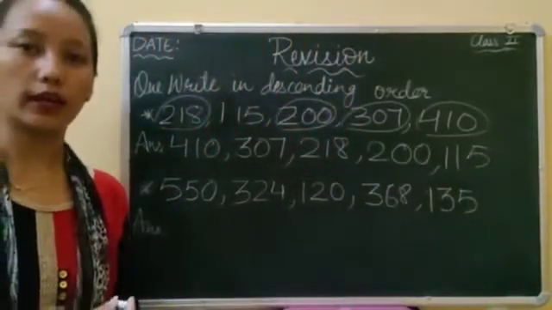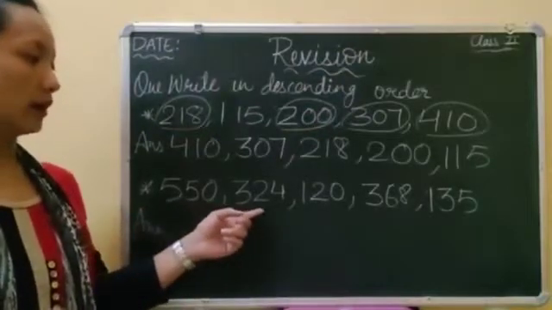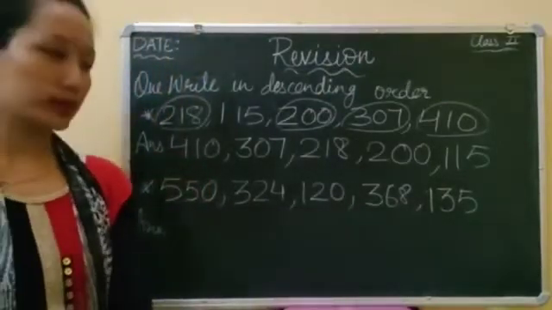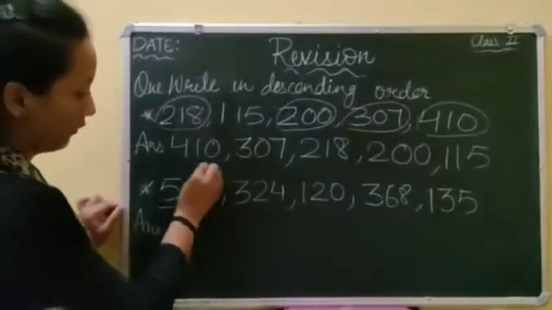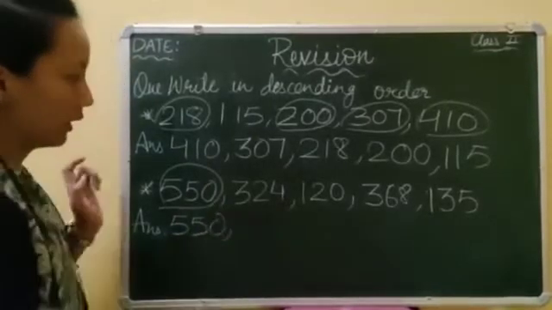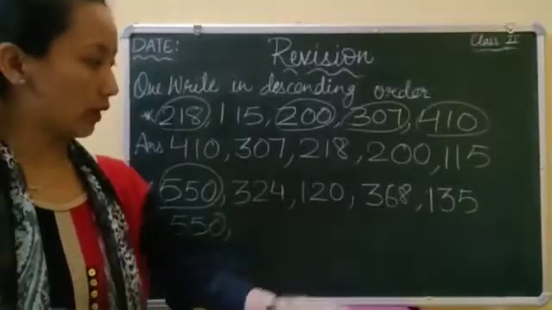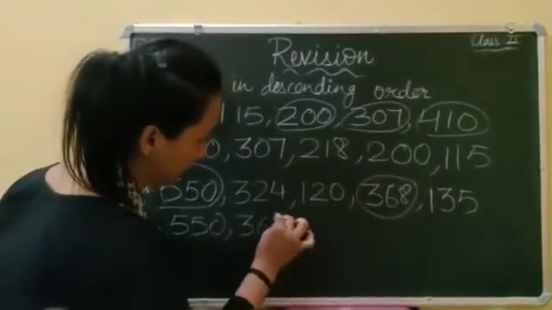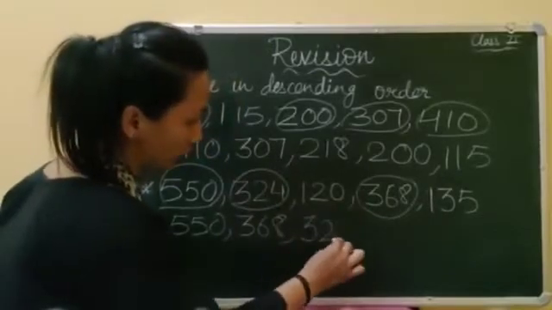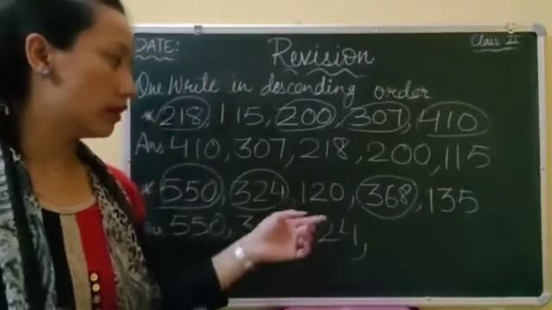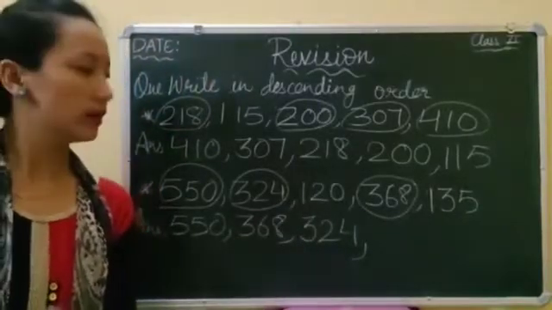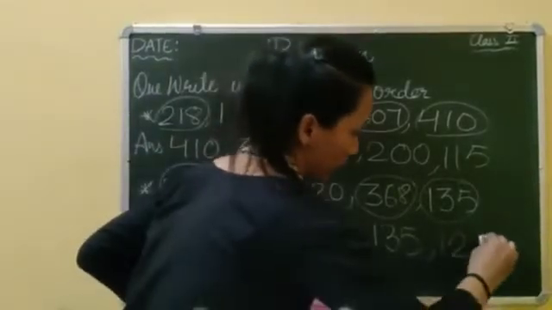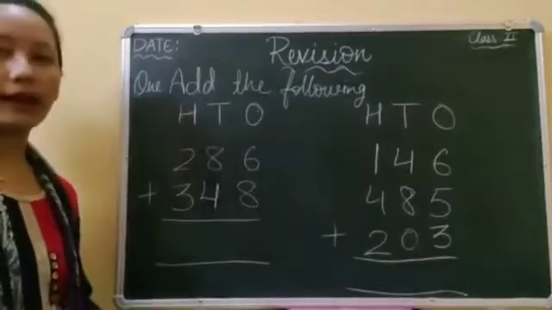The smallest one. Okay. Next, we have 550, 324, 120, 368 and 135. Tell me the largest number. Yes, 550. Okay. The next, between 324 and 368. Which is greater? Yes, 368. Then, after that, 324. Very good. Now tell me which is greater, 120 or 135? Yes, 135. Very good. The last 120. Okay. Next, add the following.